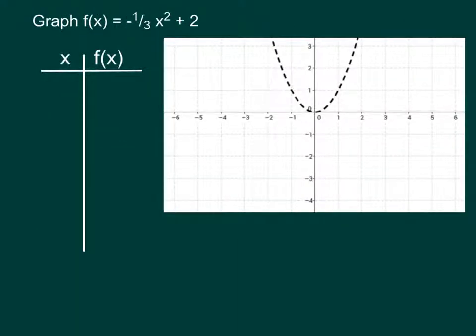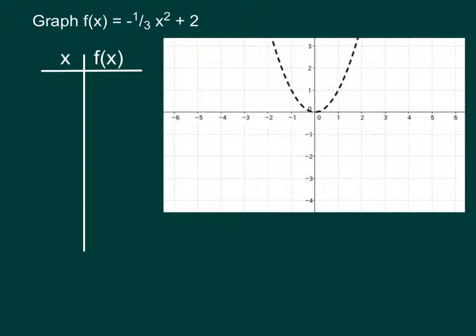All right, let's take a look at just another example. If I have f of x equals negative 1/3 x squared plus 2, I have a coordinate grid here that features a sketch of y equals x squared, so we have something to compare this to.